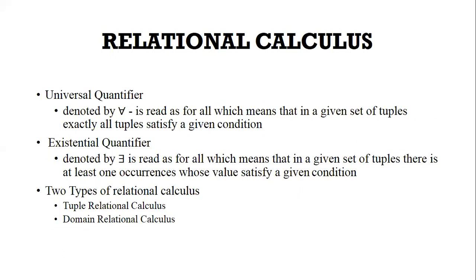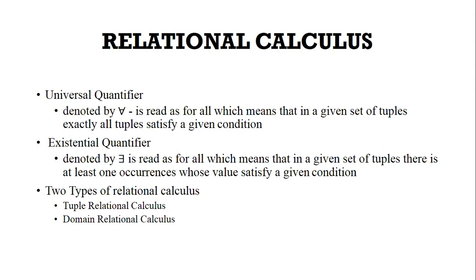The universal quantifier is denoted by the inverted A, which is read as "for all", which means that in a given set of tuples, all tuples satisfy a given condition. The existential quantifier is denoted by the backward E, which is read as "there exists", which means that in a given set of tuples, there is at least one occurrence whose value satisfies a given condition.